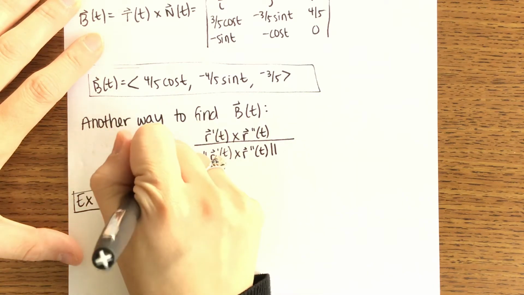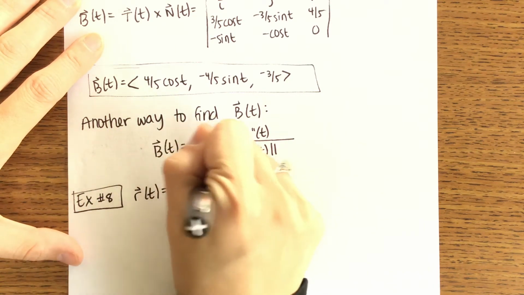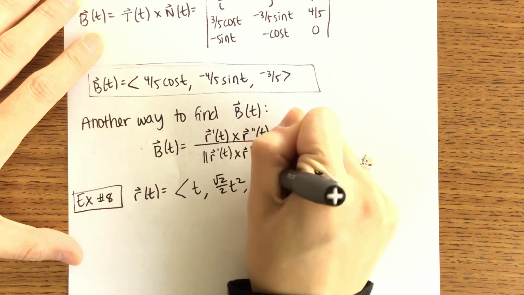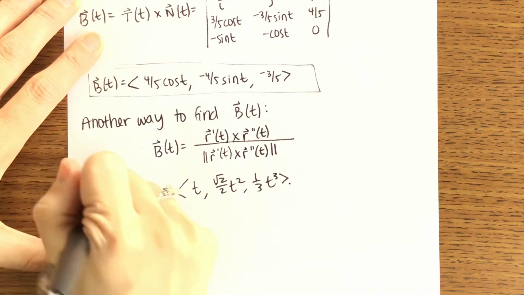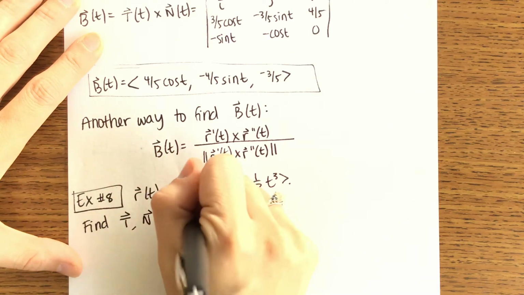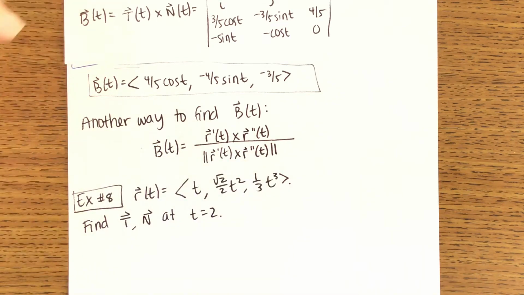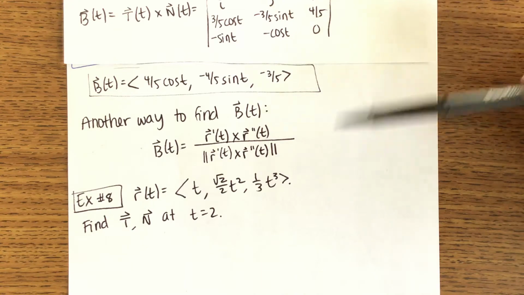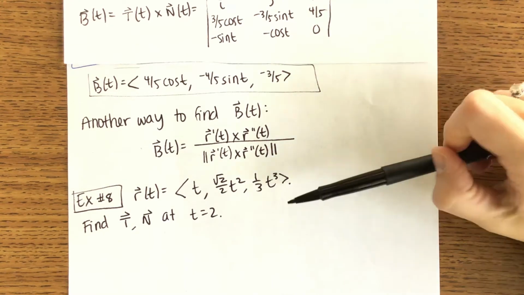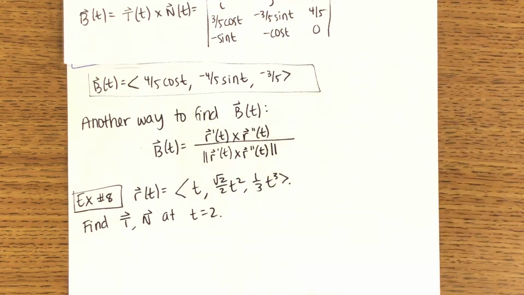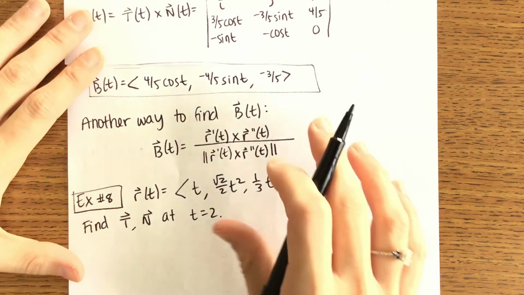Okay, let's say that our r of t is t, comma, root 2 over 2 t squared, comma, 1/3 t cubed. I want us to find the unit tangent vector and the unit normal vector at t equals 2. So the example we did before, this example 7, we found all the vectors, we didn't plug in any value of t. So that's what I'm asking you to do here. Find the unit tangent, find the unit normal, and plug in t equals 2. So in this case, we're going to get a vector with numbers that doesn't have any variables.